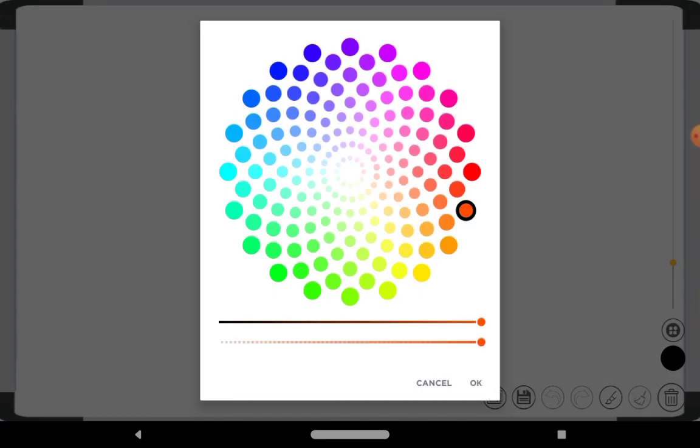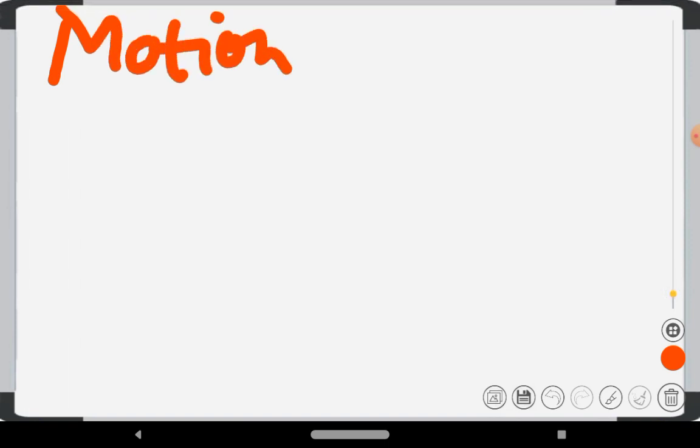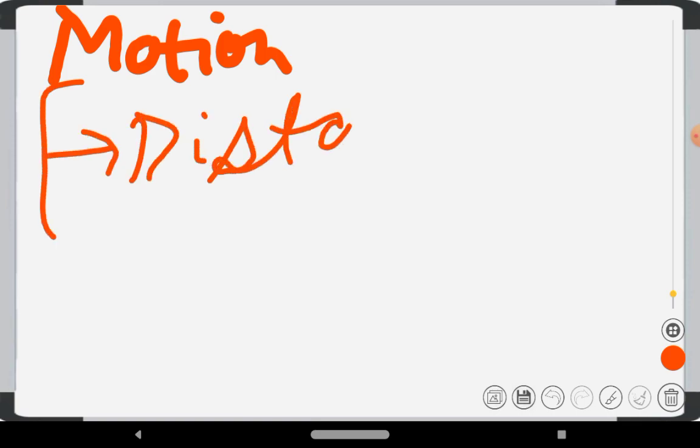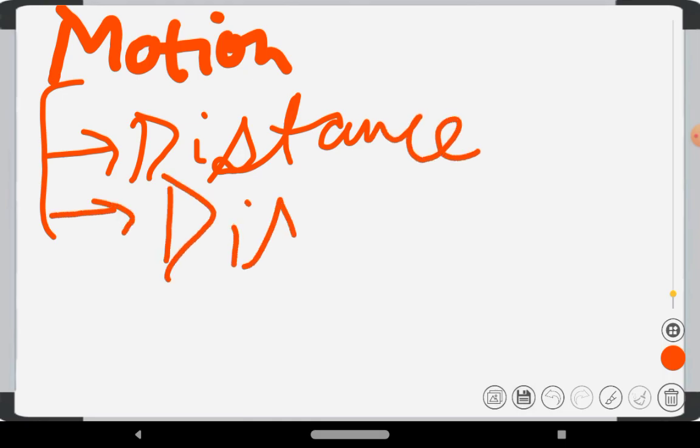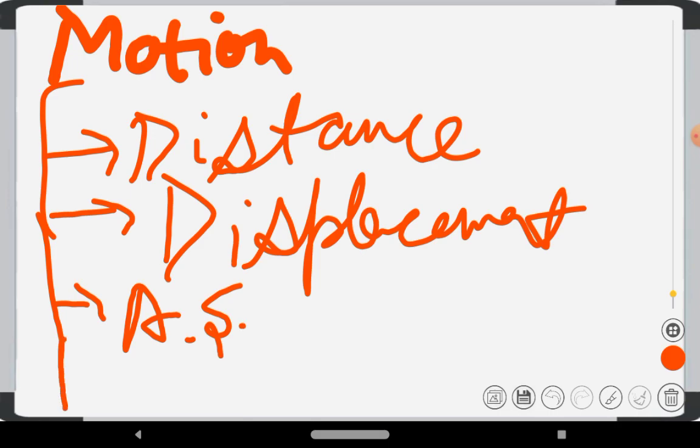Our next topic is after covering most of our motion chapter. We have covered distance, and then we have covered displacement. After covering displacement, we have covered average speed, and after covering average speed, we have covered average velocity. So let's do a quick recap.